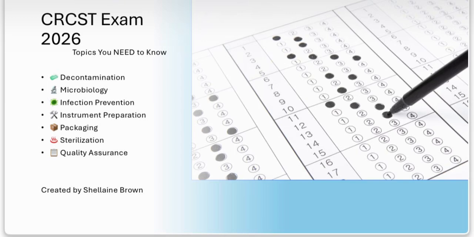Here's how we're going to do it. I'll give you the question and four possible answers. You'll have a few seconds to choose your answer before I reveal the correct one and explain why it is correct. Keep track of your score because at the end we're going to see how you did. Remember, these are original educational practice questions designed to help you study. They're not actual CRCST examination questions.